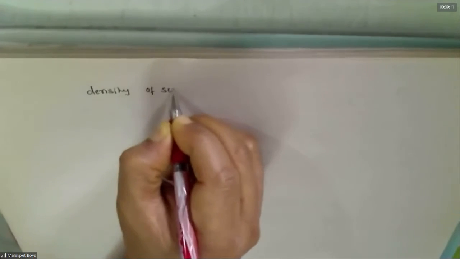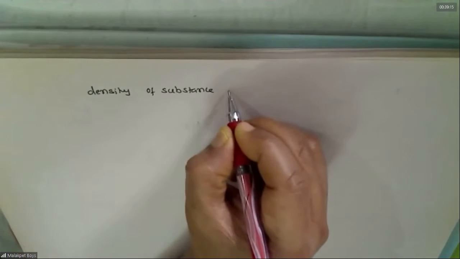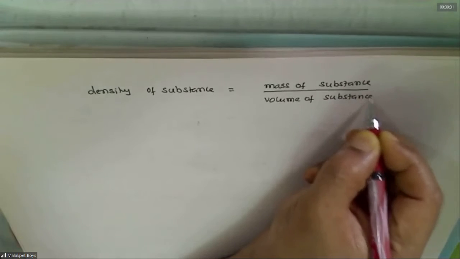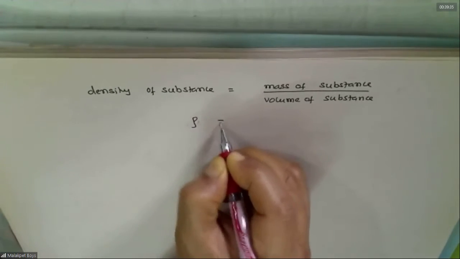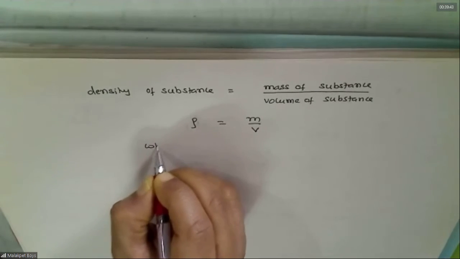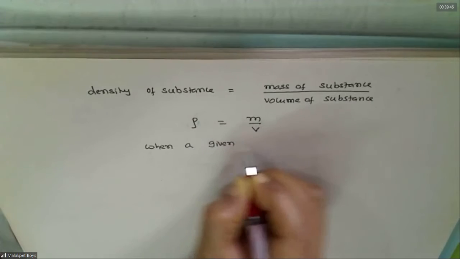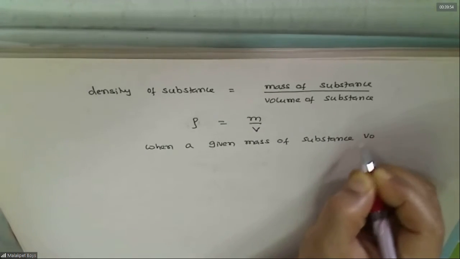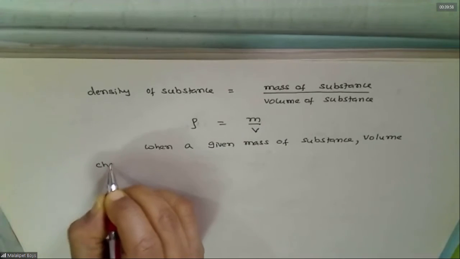The next aspect is density. Density is the mass of the substance by the volume occupied. Generally we use the symbol rho. This is mass by volume. Now when a substance is heated, what will change? Volume will change. Density? Sorry, sir. Density will be constant, sir.